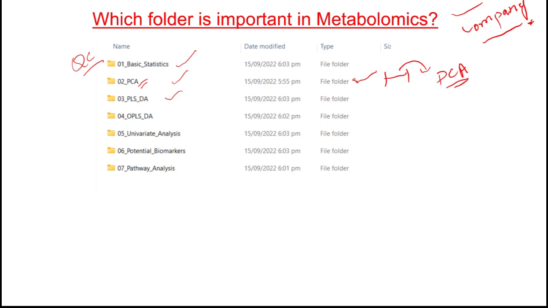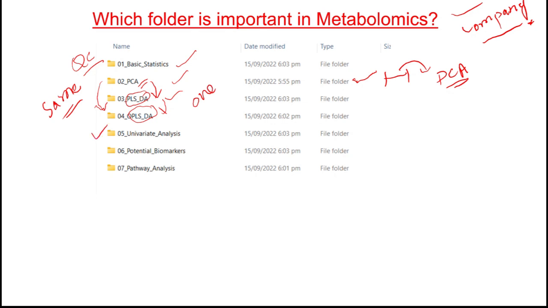And similarly PLSDA and OPLSDA, you can see this is actually the same dimensionality reduction. I mean whether the groups are falling within the same group or not. But this is the advanced one, though their purpose is actually the same. So we will take only one figure from these three folders.